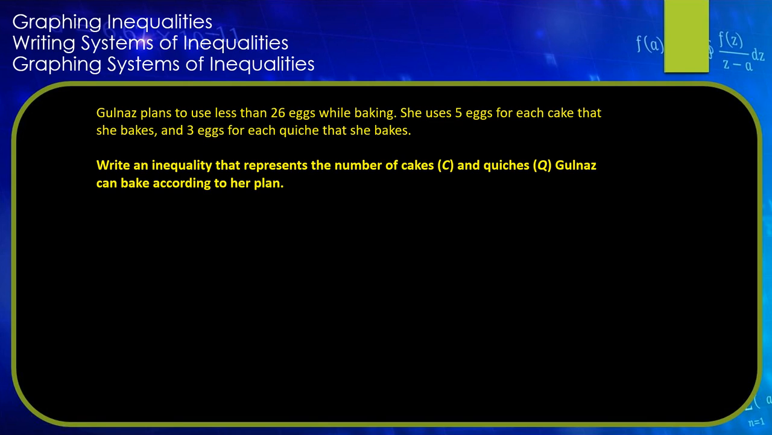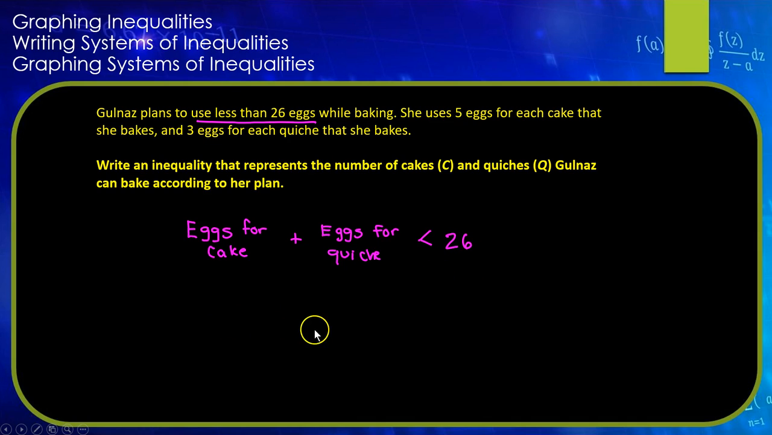Okay, for this one here, we know that she plans to use less than 26 eggs while baking. So we know that the number of eggs she uses for cake and the number of eggs she uses for quiche should be less than 26. So again, I have to figure out, well, how am I going to figure out the eggs she uses for cake in total? Well, it's going to be 5 eggs for each cake that she makes. And I don't know what that is, so if I take 5 times C, that's going to give me the eggs that she's going to use for cake.